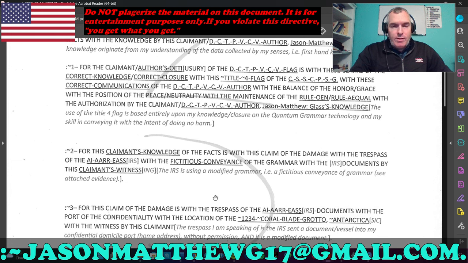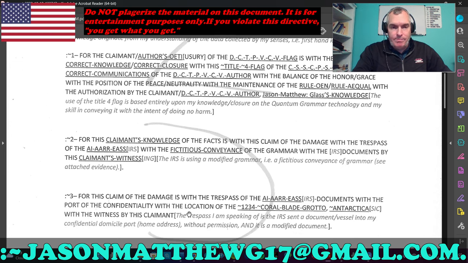Next claim. For the claimant's knowledge of the facts is with this claim of the damage with the trespass of the IRS with the fictitious conveyance of grammar with the documents by the claimant's witness. So I'm saying that the IRS is using a modified grammar, fictitious conveyance of grammar. See attached to evidence. And that's where the syntax portion will come in. It won't be in this video. It will be in a different video. But the evidence of the fictitious conveyance of grammar will be the syntaxing of their document that I will do. So I'm claiming a damage with the trespass of fictitious conveyance of grammar.